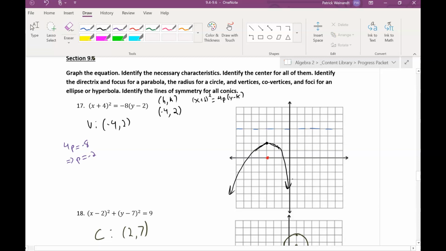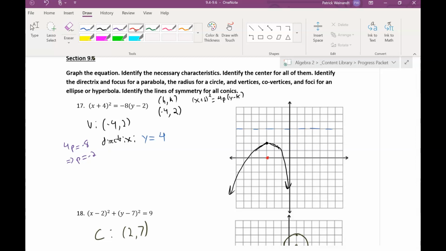And let's identify what we need. We already have our vertex. What else does it say? Identify directrix and focus. So our directrix, remember that's a linear equation. That's going to be y equals, and then we go 1 up 2, which is a value of, well, 1, 2, 3, 4. So y equals 4.